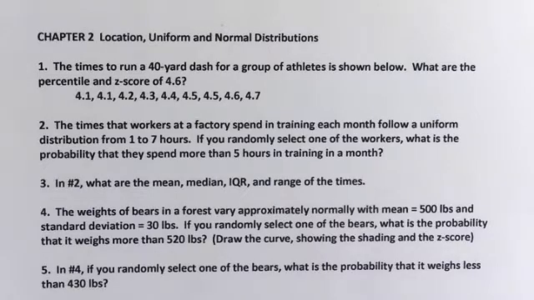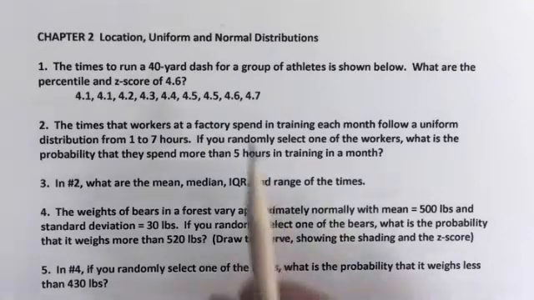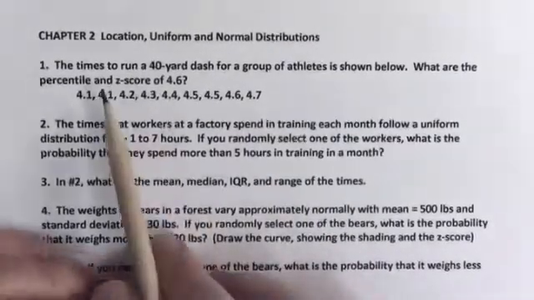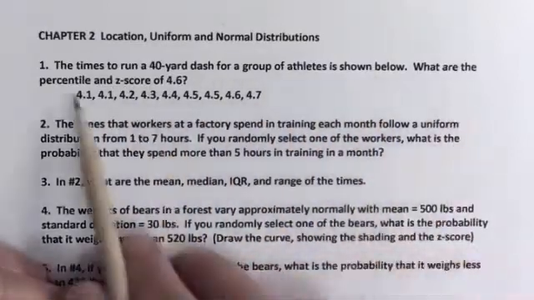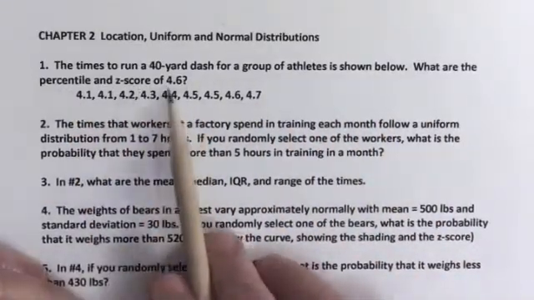Chapter 2 deals with location, things like percentiles, and then a couple of important distributions, the uniform distribution and the normal distribution. So number one says the times to run a 40-yard dash for a group of athletes is shown below. What are the percentile and the z-score for 4.6?